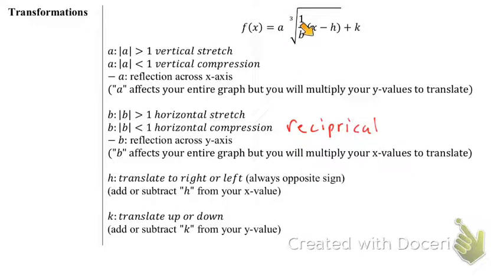Your H will be inside the radical or in parentheses. You always want to switch the sign of the H. And once you have your true H, it shifts left and right, which means it translates left and right. Your K is outside the radical, and that will translate up and down. Again, add or subtract the H for the X values, add or subtract the K from the Y values. All right, let's do some examples.